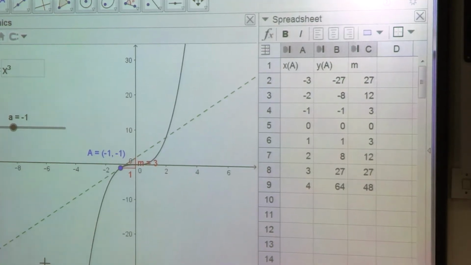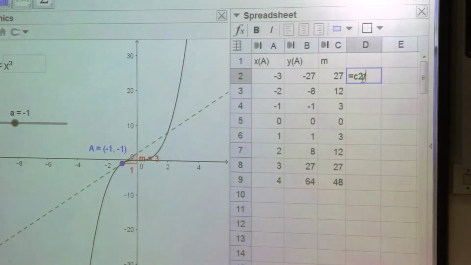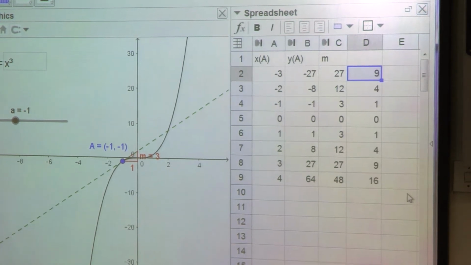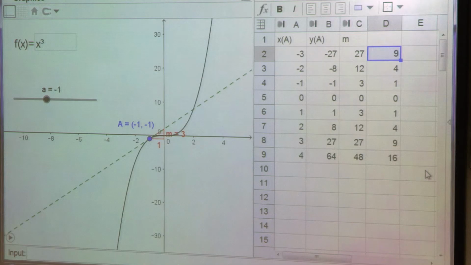Brilliant. I can ask the spreadsheet to do the calculations for me very quickly. C2 divided by 3. Just take a third of those values and you see that I am getting the square numbers on here. So 3x squared is going to give me the values of the gradient of the tangent to the curve at a point.